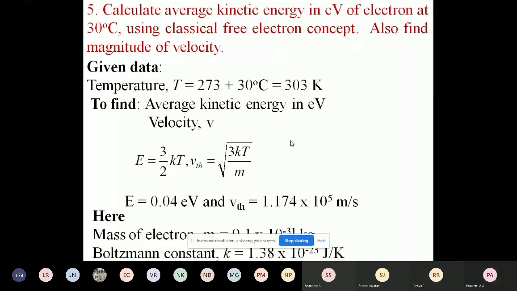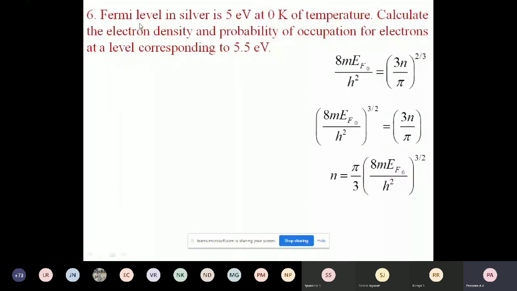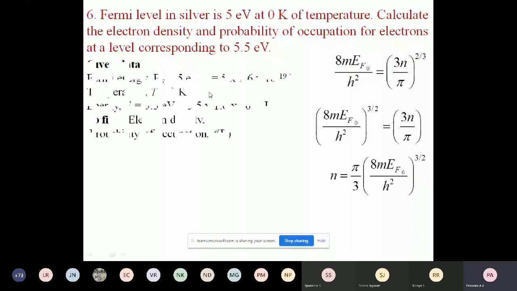Now, problem number 6. Now this is related to Fermi level. Fermi level in silver is 5 electron volt at 0 degree Kelvin of temperature. Calculate the electron density and probability of occupation for electrons at a level corresponding to 5.5 electron volt. So for this, the data are Fermi energy. Fermi level in silver is 5 electron volt at 0 degree Kelvin, means it is the Fermi energy.